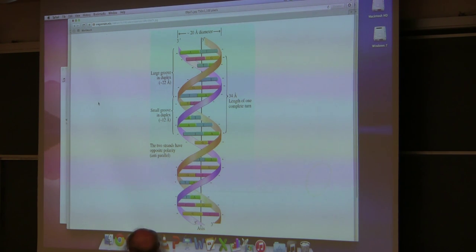Okay. Another thing that you will notice with respect to the orientation of the strands is that they are what we call anti-parallel. Anti-parallel means one strand goes from top to bottom as 5 prime to 3 prime. The other strand goes from top to bottom as 3 prime to 5 prime. Instead of being oriented like this, they're oriented like this. This would be parallel. This is anti-parallel.